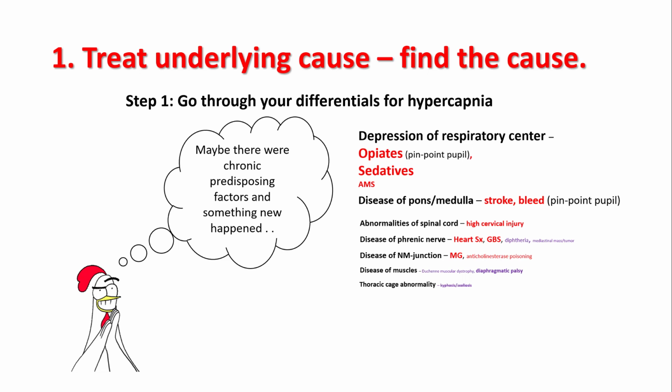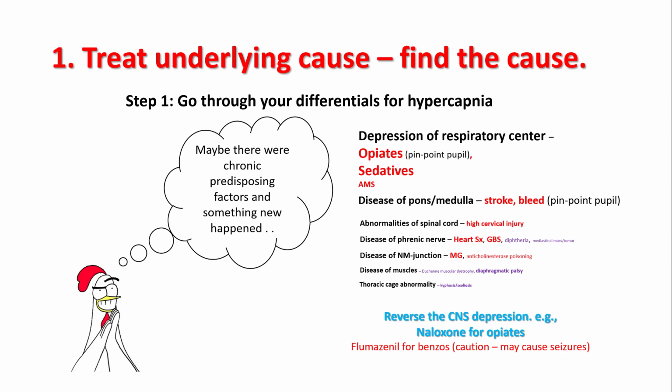Other things like stroke or bleed in the pons or medullary area can result in hypercapnia. Pinpoint pupil can be suggestive of either opiate overdose or pontine bleed. Other diseases like high cervical injury, heart surgery, Guillain-Barré, and myasthenia gravis can also result in hypercapnia. Naloxone is the reversal agent for opiate overdose, so keep it handy. You can also use flumazenil for benzodiazepine overdose, but understand that it can cause seizures in patients who are chronically on benzodiazepines.